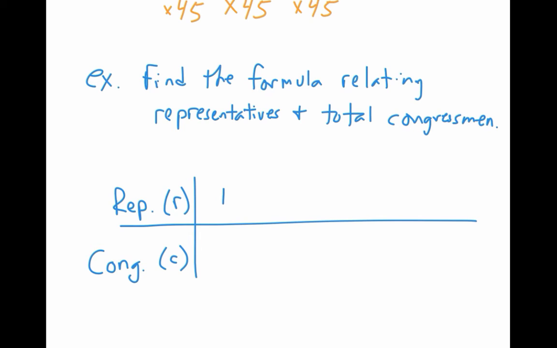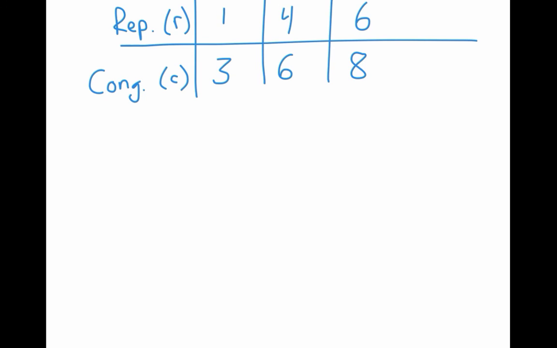But if I have one representative, I'm going to have 3 congressmen. So 1 goes on the top, 3 goes on the bottom. If I have 4 representatives, I have 6 congressmen. And then if I have 6 representatives, I'd have 8 congressmen. Maybe I should lead through the steps, but some of you already see it, right? So to get from 1 to 3, you could add 2, or you could multiply by 3, because 1 times 3 gives me 3.